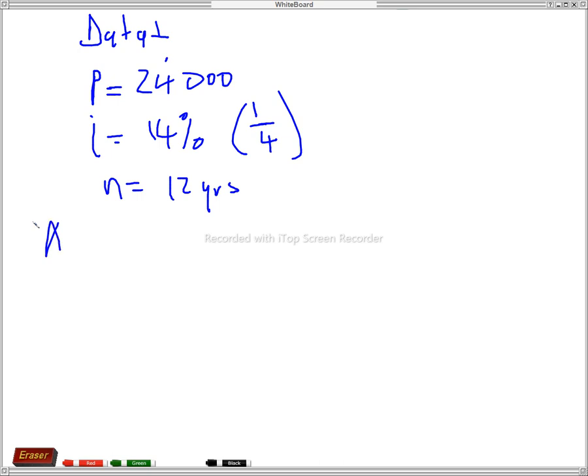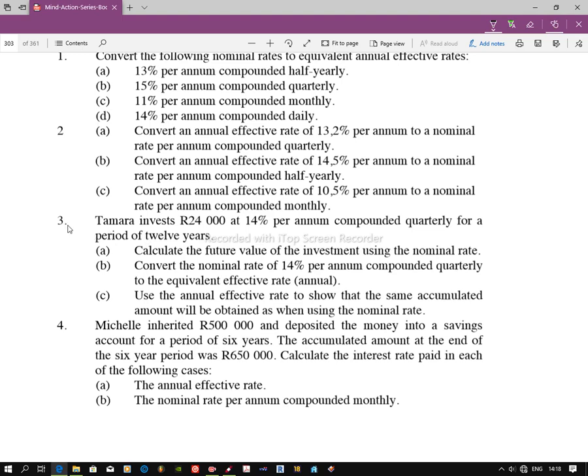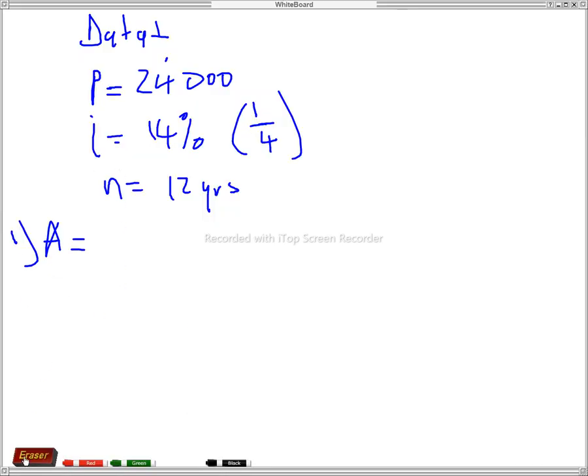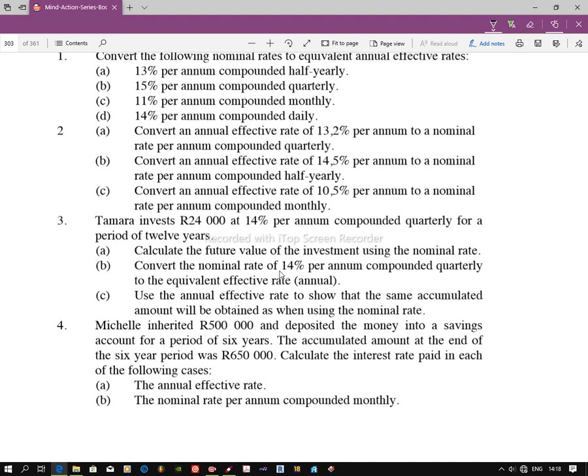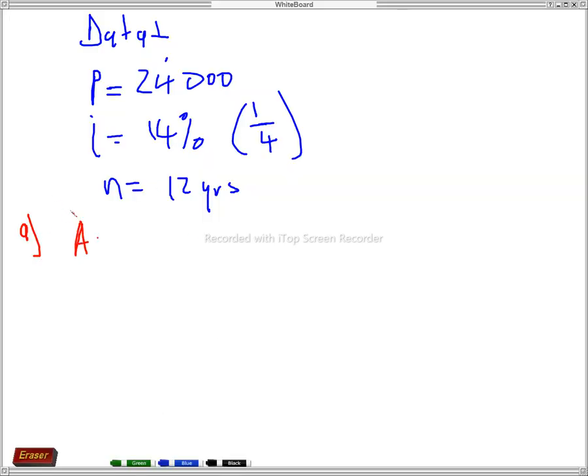Let's see the investment of number 1, from number 3. So let me just present it as A, as they did in the book. They say calculate the future value of the investment using a nominal rate. So this one is straightforward, a nominal rate. So A is equal to P(1 + i) to the exponent N.